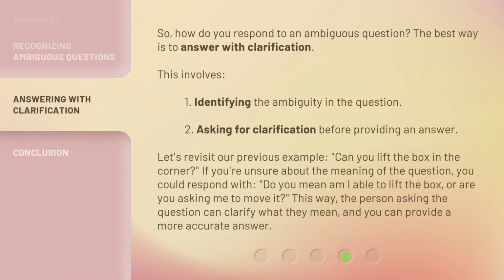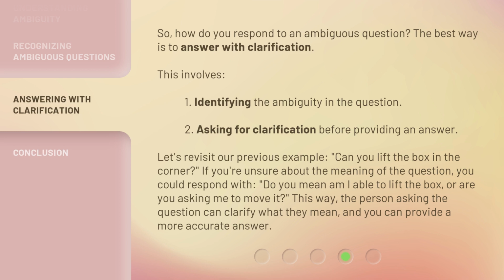So, how do you respond to an ambiguous question? The best way is to answer with clarification. This involves 1. Identifying the ambiguity in the question. 2. Asking for clarification before providing an answer.